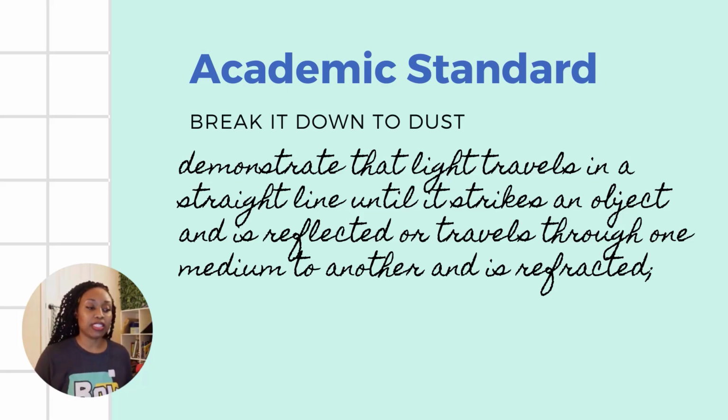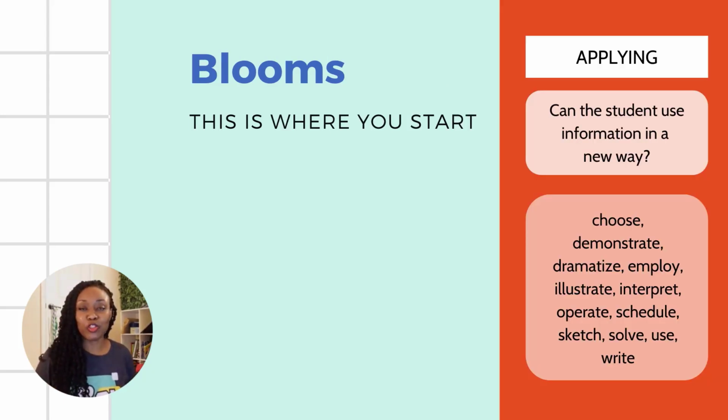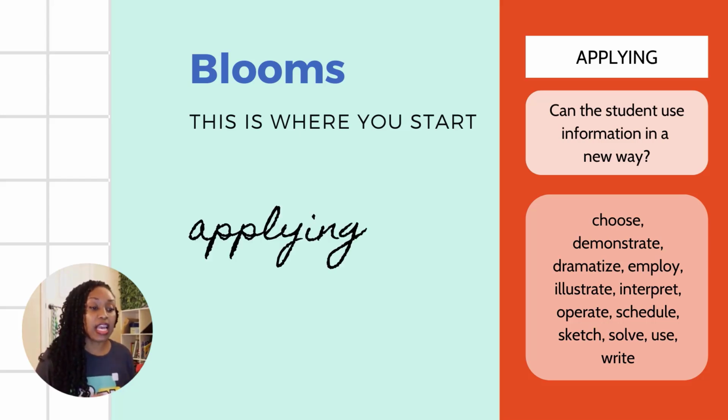And the standard specifically says demonstrate that light travels in a straight line until it strikes an object, that's reflection, or travels through one medium to another, and that is refraction. Now I'm going to identify the verb in the standard. I'm going to grab out the most important information, and that verb is demonstrate. If you have your own Bloom's chart, or if you've downloaded the one from shopelitekids.com, you can see that demonstrate is under applying. And this is very important for when I begin to create the meat of my lesson.